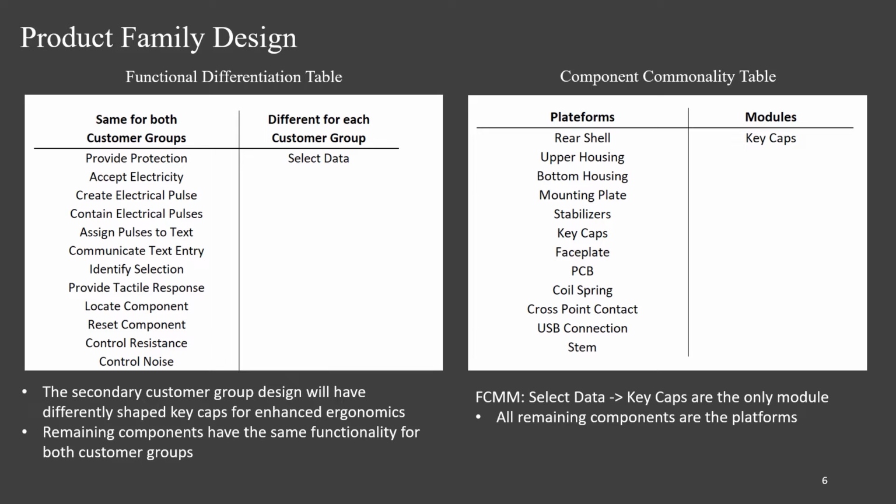Next, the component commonality table links the functions to the components in the keyboard. As we can see, the keycaps accomplish the function of selecting data, which can be seen in the function component mapping matrix on the previous slides. This leads the keycaps to be our module.